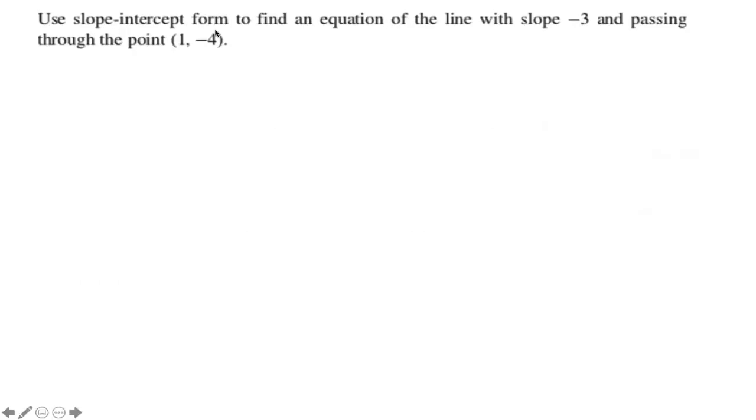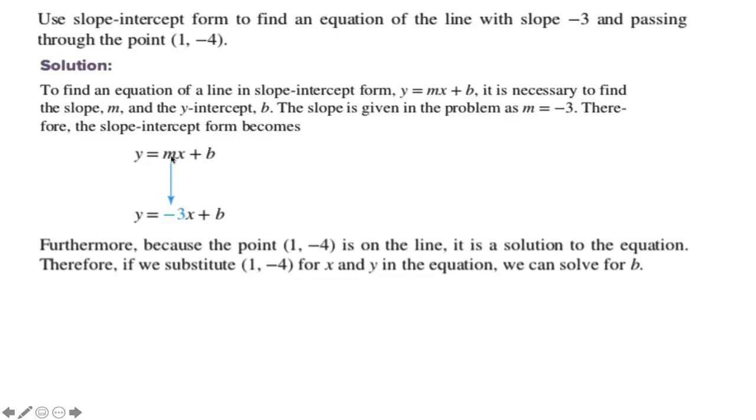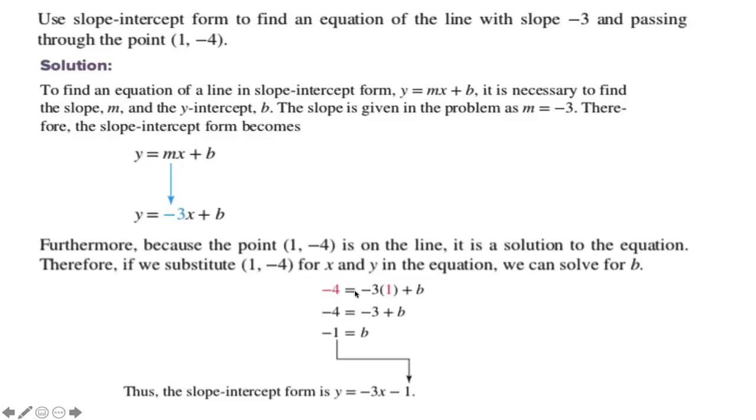We're going to use the slope-intercept form to find an equation of a line that has slope -3 and passes through this point. So here's the equation: y is mx plus b. We know m is -3, and we need to find b. So I'll plug in -3 for m. To find b, I can plug in this point 1, -4 into x and y. So x is 1, y is -4. I can solve for b, and I get that b is -1. So now I go back and plug in -1 for b. So my equation is y is equal to -3x minus 1.